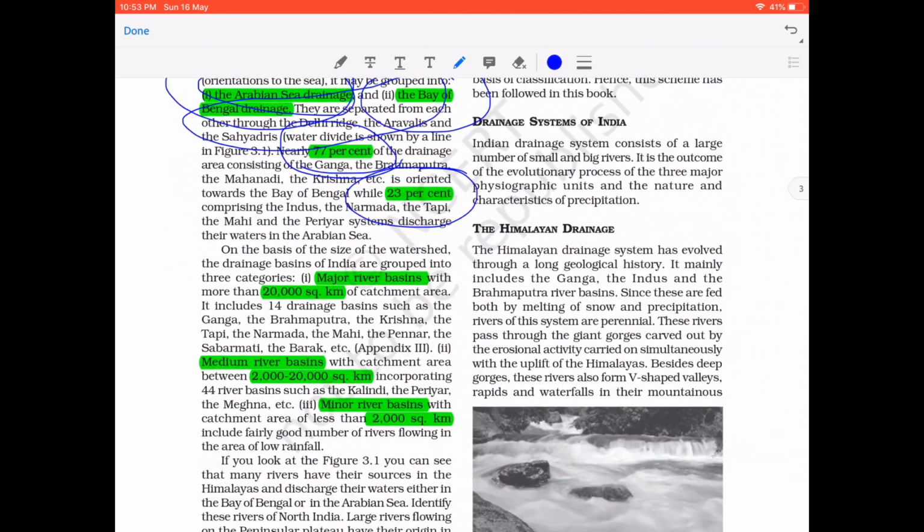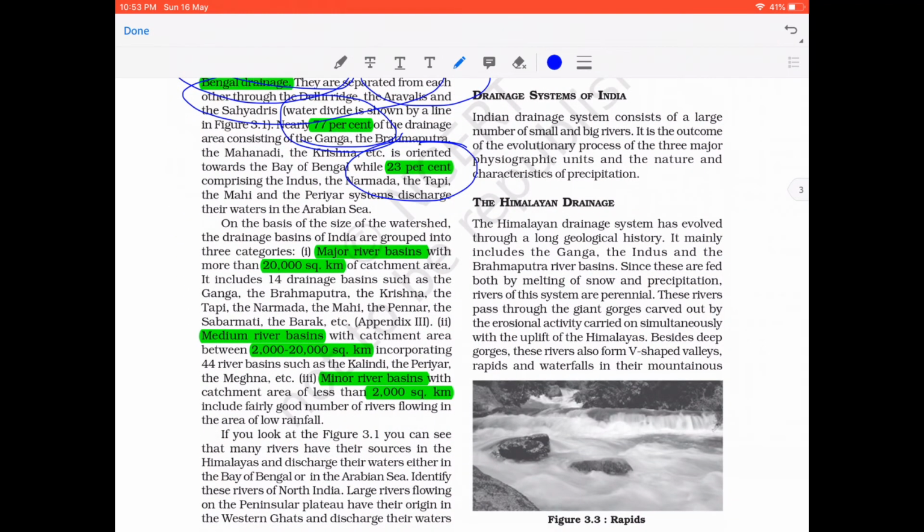Further, these drainage basins are divided into three categories based on the surface area or the catchment area. If that area is more than 20,000 square kilometers, it is called a major river basin. If the area is between 2,000 and 20,000 square kilometers, it is called a medium river basin. If the area is less than 2,000 square kilometers, it is called a minor river basin.